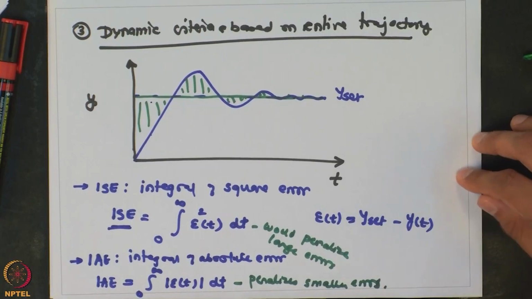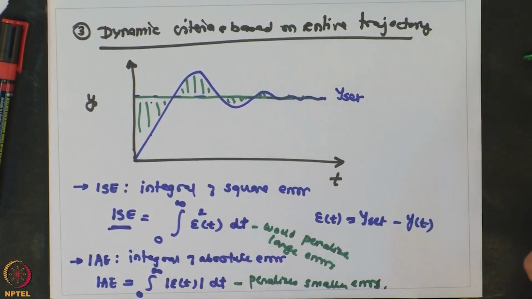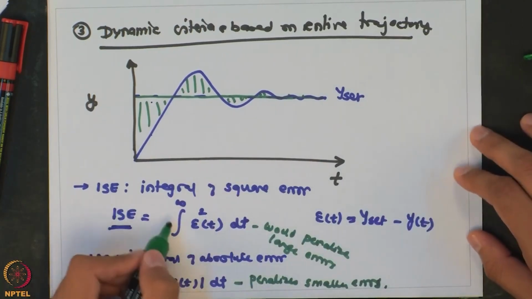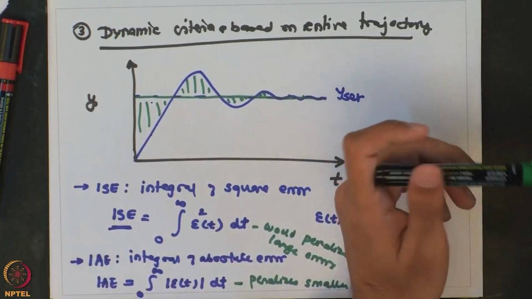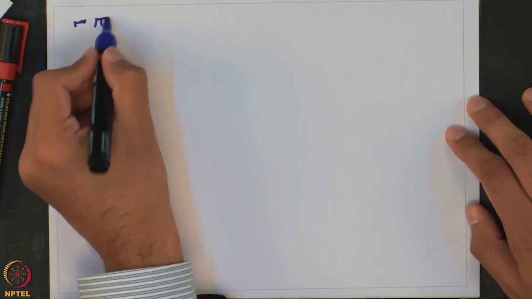However, both these methods are not going to account for how long the error was there in the system. Indirectly it is accounted because you are taking an entire integral over the entire trajectory, but if you want the error to go or decay very quickly, then a third type of criteria is defined, which is known as integral of time-weighted absolute error.